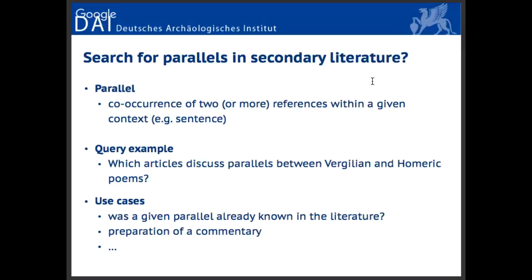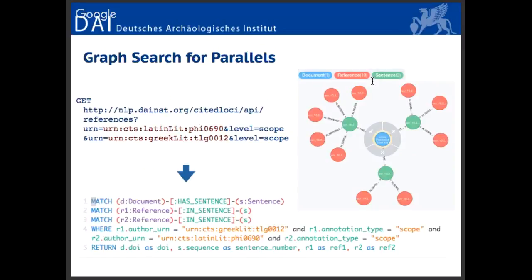So one of the things you can do is ask for all the articles discussing parallels between Virgilian and Homeric poems. This can be useful, for example, if you are preparing a commentary and want to check secondary literature, or if you get a possible parallel using a text reuse detection tool like Tesserae, and you want to check if this parallel has been found by any chance by some other scholar in the last 200 years. I'm trying to expose this.